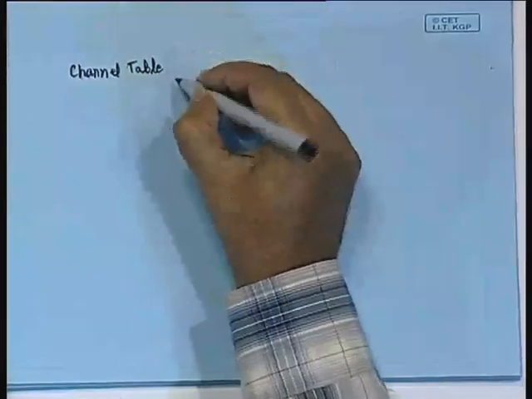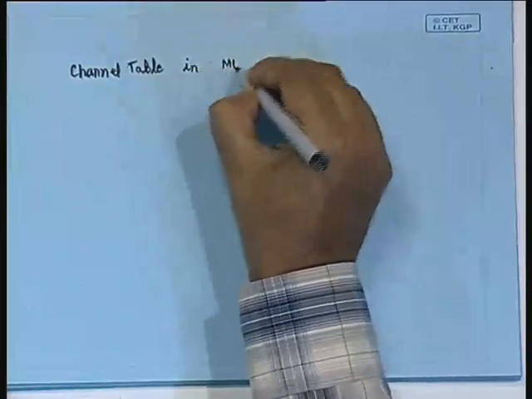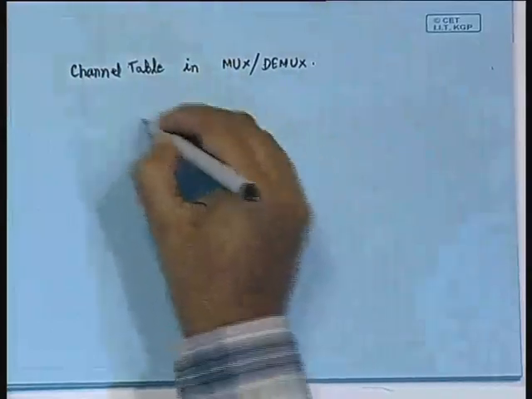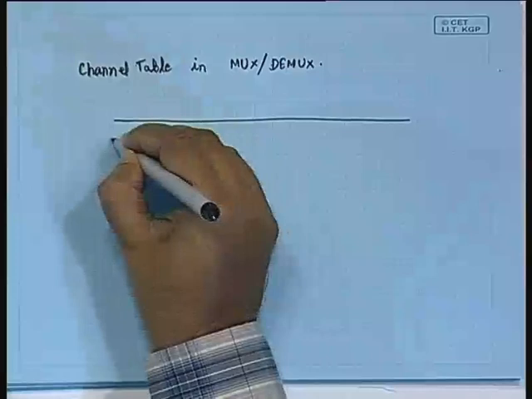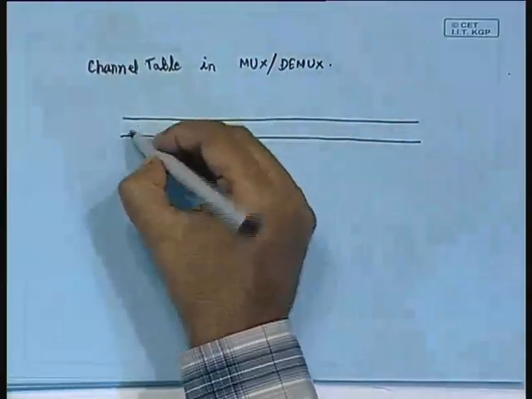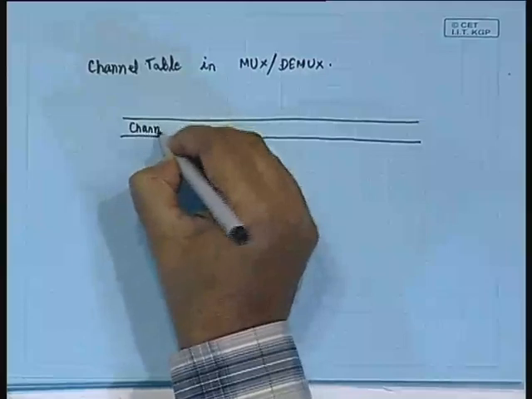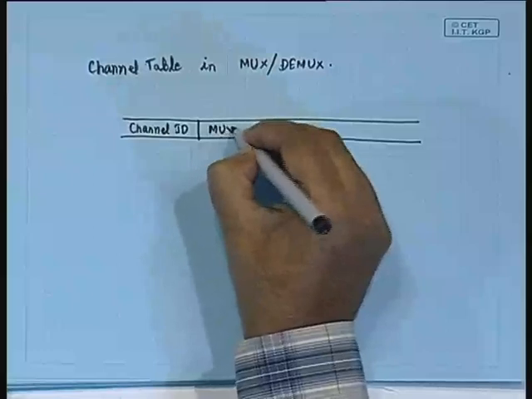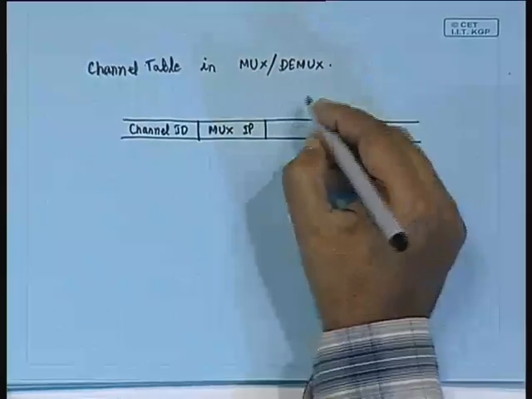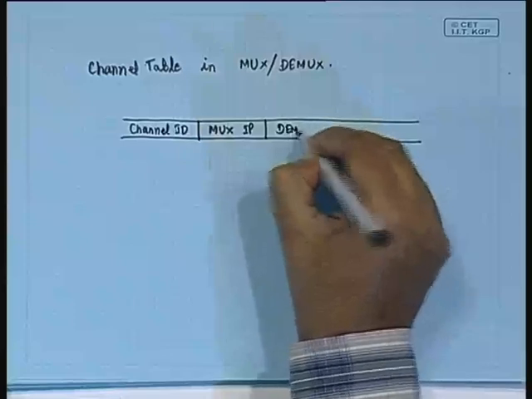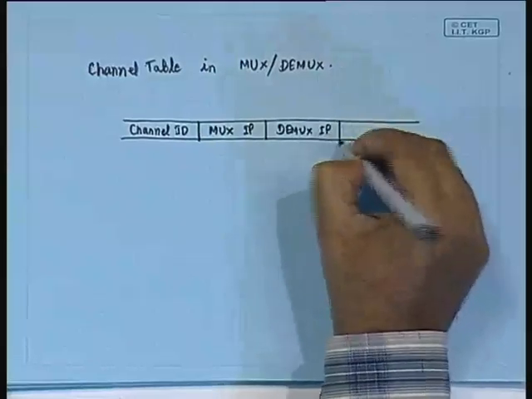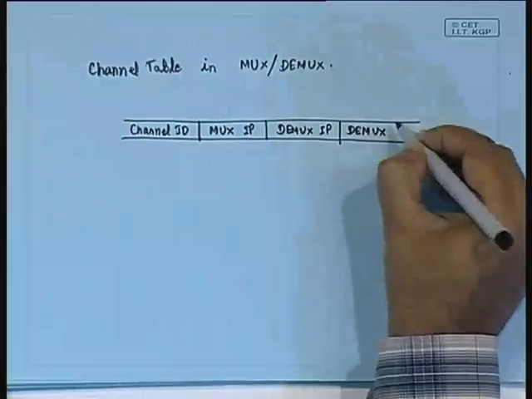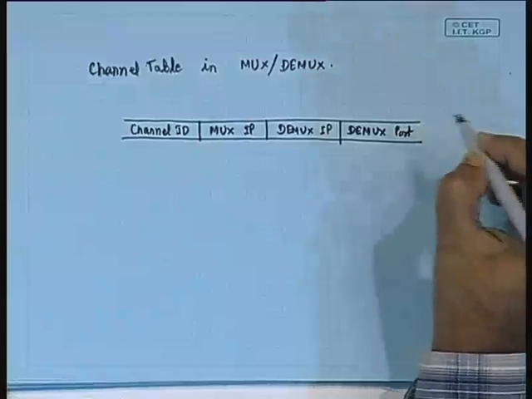We have a channel table in the multiplexer and the demultiplexer, and what is the format of that channel table? We will be having a channel identifier. So, there will be a channel ID. There will be the IP address for the mux, there will be an IP address for the demultiplexer, and there will be the port address for the demultiplexer. So, demux port.